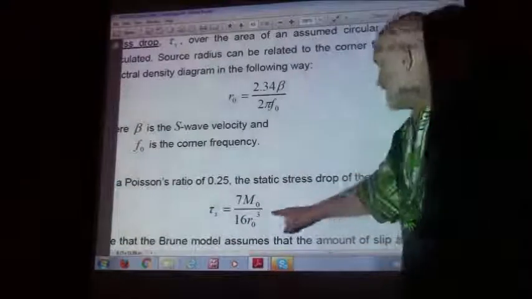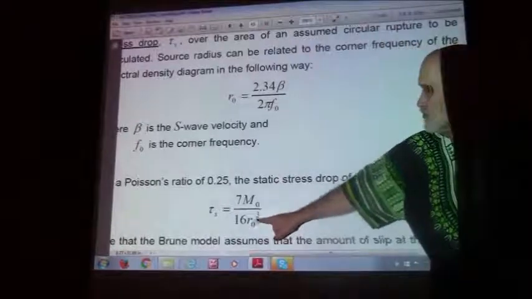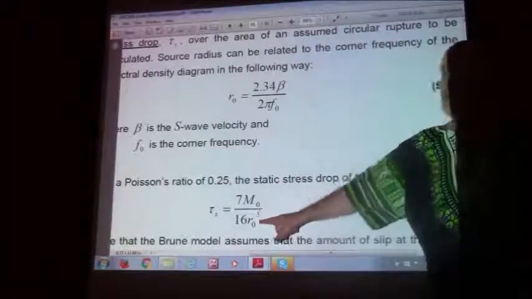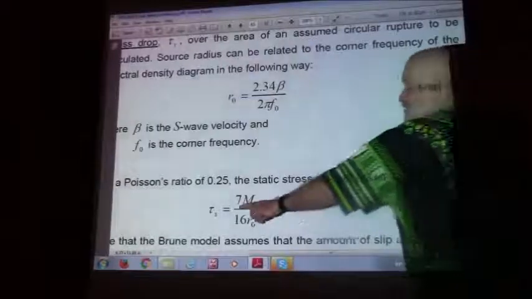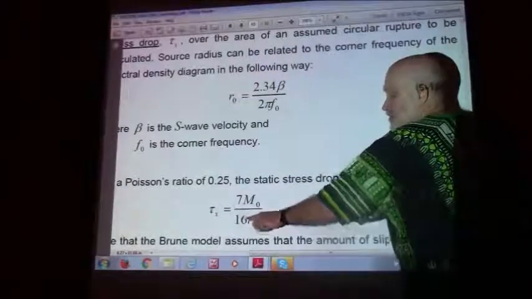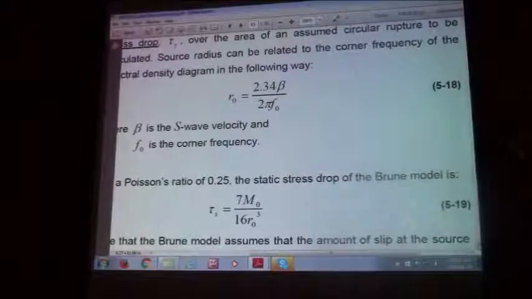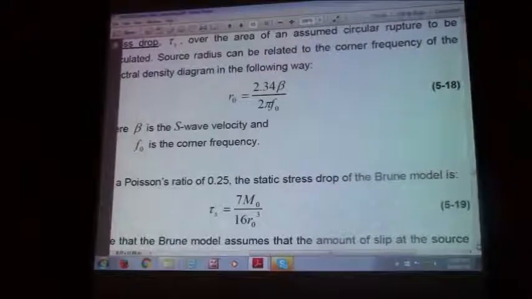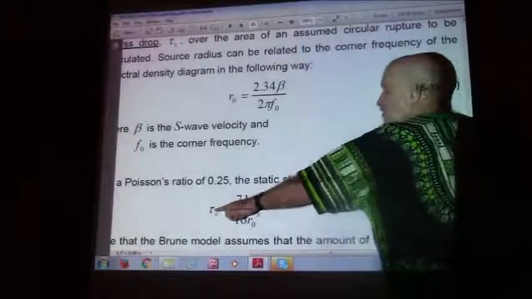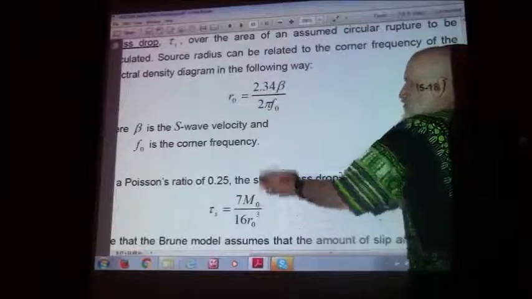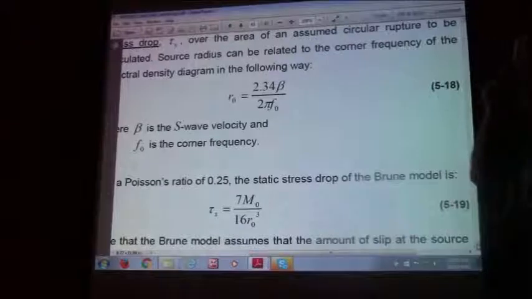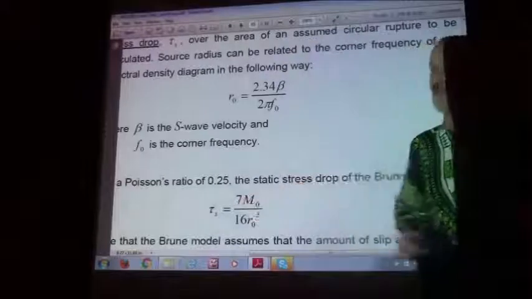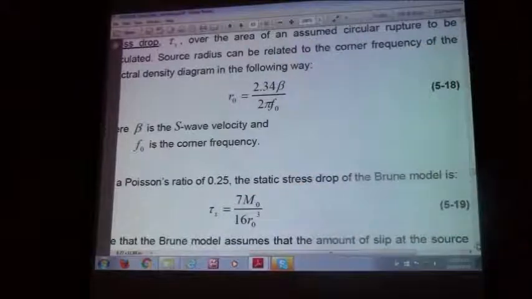You'll see that over here there's an R naught, that's your source radius cubed. Now that could be a problem, because you can see the amount of your stress drop will be very critically dependent on your source radius, and if there's a bit of an error there, it will make a big error over here. So you have to be very careful when you compute your source radius, make sure it's reliable and that it's sensible, or else you'll get a crazy stress drop here.